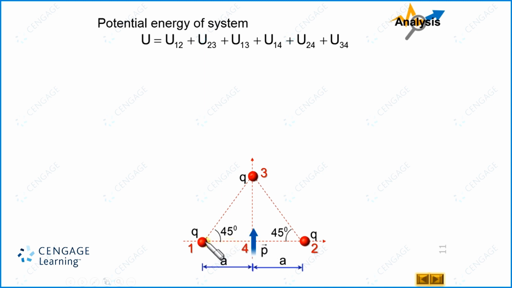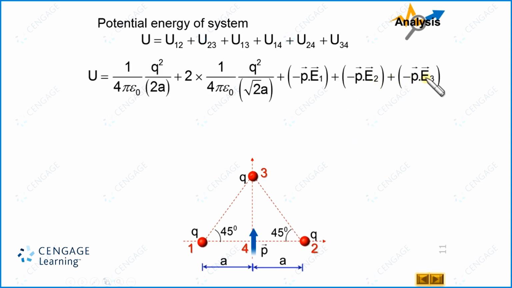E1 is the electric field because of charged particle 1 at the center of the dipole. For this U24 we can write minus P dot E2, right? And similarly for U34, that means dipole and charged particle, we can write the same formula, that is minus P dot E3. So this is the expression for the potential energy.